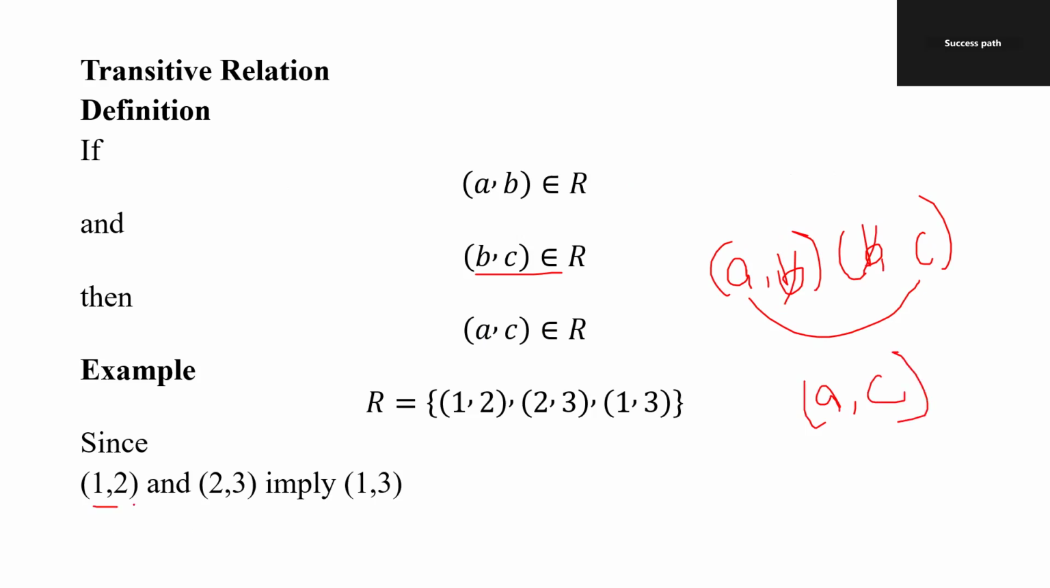So (1, 2) and (2, 3): the two 2s cancel out, and it gives (1, 3). This is called a transitive relation. It will create a new element.